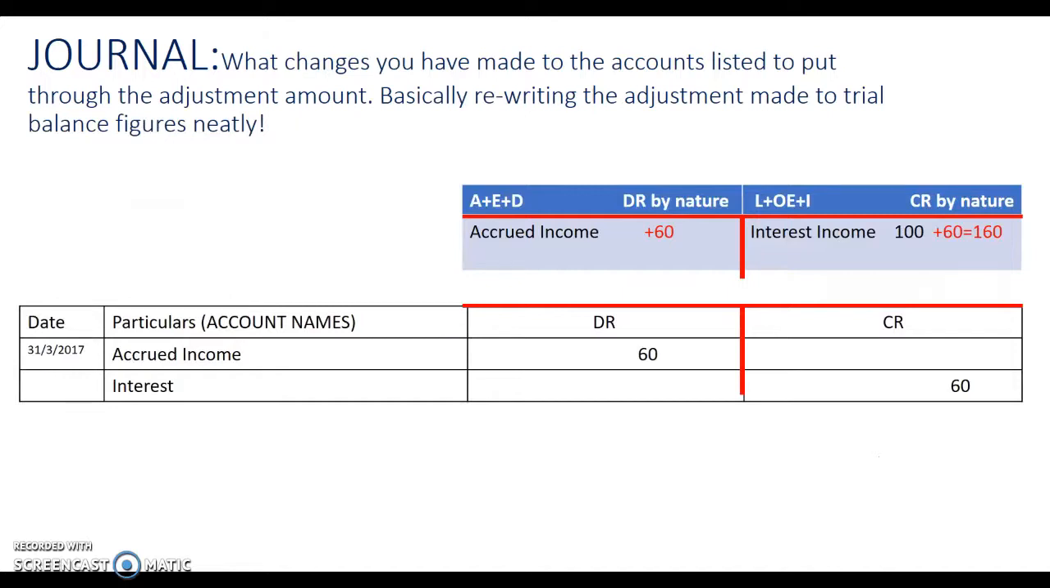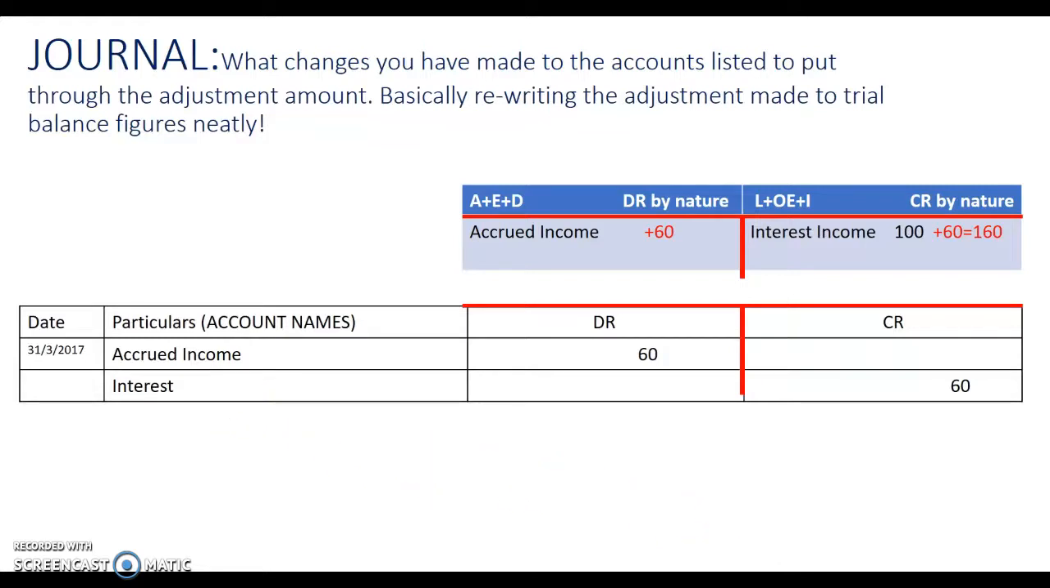Once you've done that adjustment on your trial balance, they can ask you to write the journal for that, and basically just follow the rules of what you've done on your trial balance, adjusting it. If I added 60 this side, that's on the credit side, so drop it down, and there it is on the credit side. Where did I add it to? Interest income account. I added 60 this side, debit side, so drop that down there. $60, where did I add it to? The accrued income account. Remember, your journal says what changes you've made, 60, 60, to what accounts, accrued income, interest. Basically, you're rewriting the adjustment you made to your trial balance.